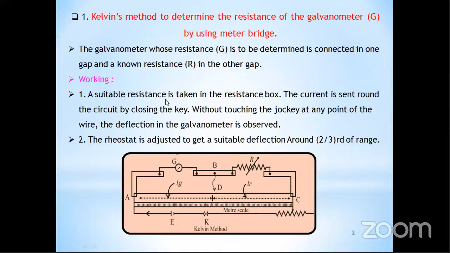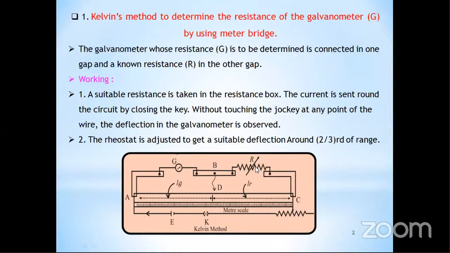When we say Kelvin method, this method is for determining the resistance of a galvanometer. The galvanometer, whose resistance we are going to determine with the help of this Kelvin method, is shown here. Galvanometer resistance is denoted by the symbol G. It is connected in one gap, and a known resistance is connected in another gap.